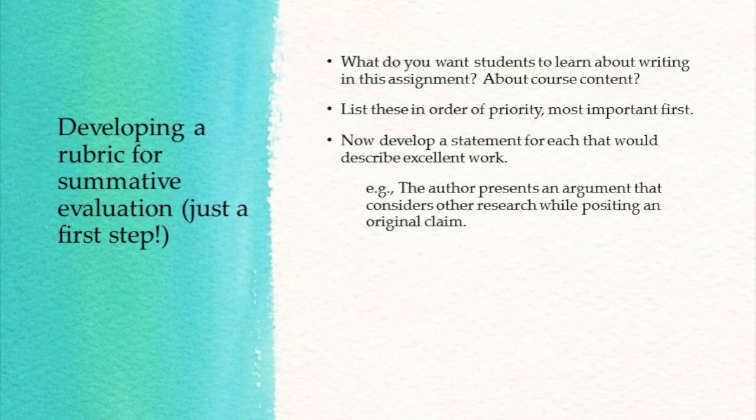All right, so I have some steps up here to help you develop a rubric for summative evaluation. This goes back to where we started with the assignment sheet. What do you want them to learn? And you can put course content on your rubric too. You can say, has the writer communicated clearly about, I don't know, the history of the Civil War? That can be on your rubric. They don't have to be separate. Put them in order of priority, most important first. You'll see on mine, sentence level stuff and style is on there. It's on the bottom, not on the top. Then, once you've come up with no more than 4 or 5, develop a statement for each that would describe excellent work. There's your baseline. This is what you're ideally looking for, and then you can work from there.